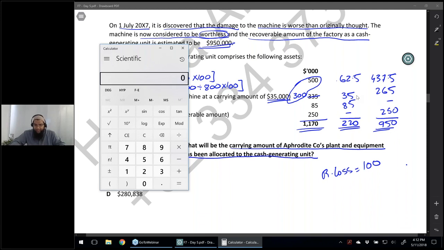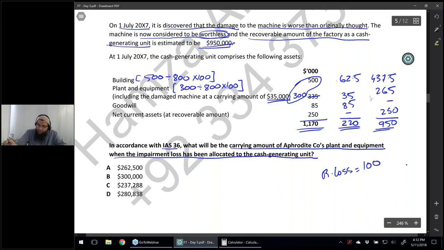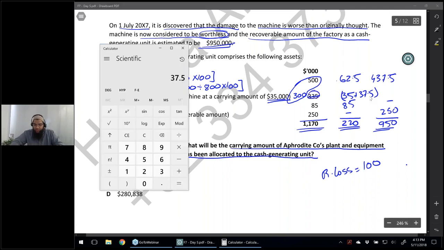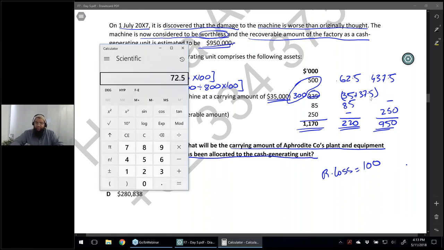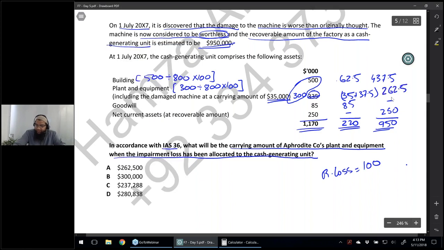Okay, there's some error in the calculation. It's 300 divided by 800 into 100 is 37.5. So further loss of 37.5 should be allocated to the plant and equipment. The previous loss of 35 was of the machine that was worthless now. So total loss is 35 plus 37.5, which is 72.5, and 335 minus 72.5 is going to give us 262.5.